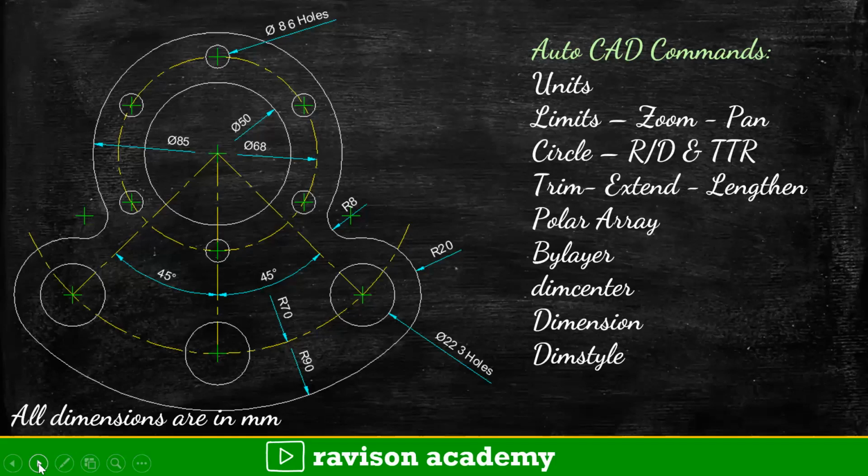So this picture can be drawn using AutoCAD with the following commands, like units. The units command is used to set the units, whether you are drawing in feet or in inches. The limits command is used to set the boundary, and the zoom command is used to zoom and draw the drawing accurately. The pan command is used to move the drawing to the right or left according to our convenience on the screen.